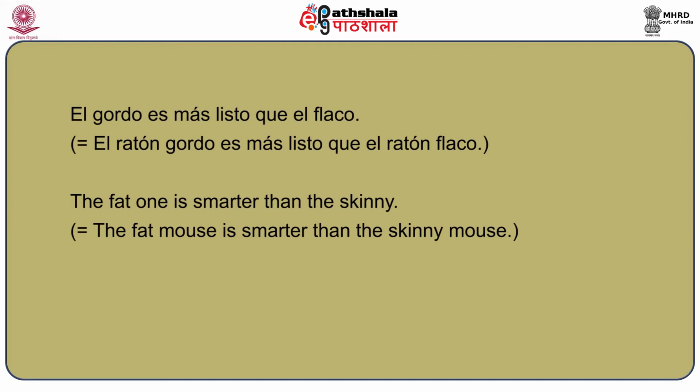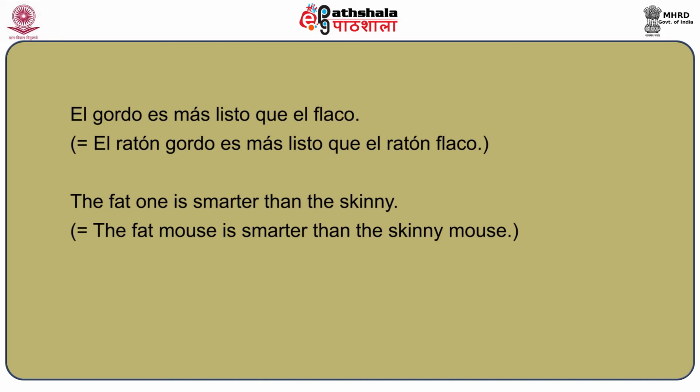Here, the noun is missing. For example, it could have been said, el ratón gordo es más listo que el ratón flaco. In English, the fat one is smarter than the skinny one. Or the fat mouse is smarter than the skinny mouse.